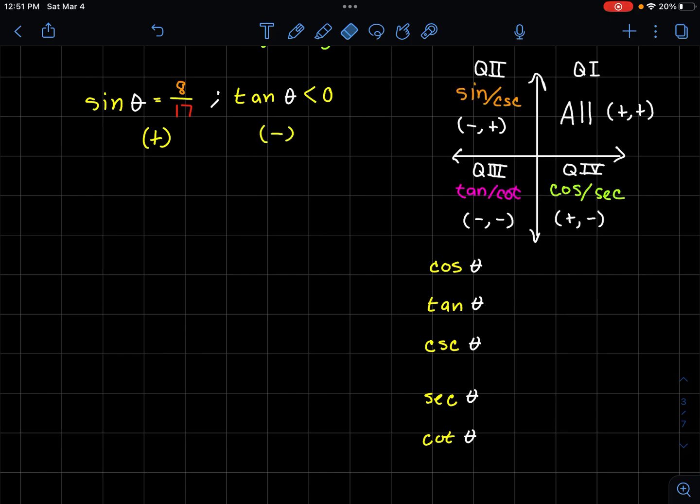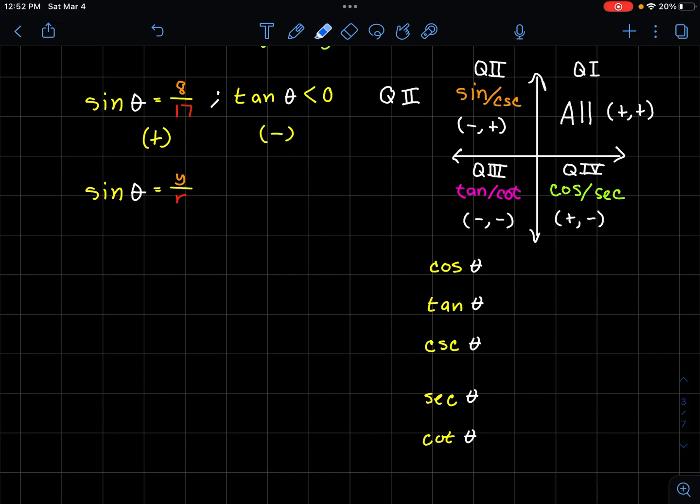Let's go back to our quadrants here. Which quadrant would both of these rules fit? Where is the sine positive and where would the tangent be negative? Well, we know that our sine has to be positive in the second quadrant. All the others are going to be negative. That fits for tangent because tangent here is going to be negative. So therefore, we know that theta, our angle, has to be in quadrant 2 somewhere.